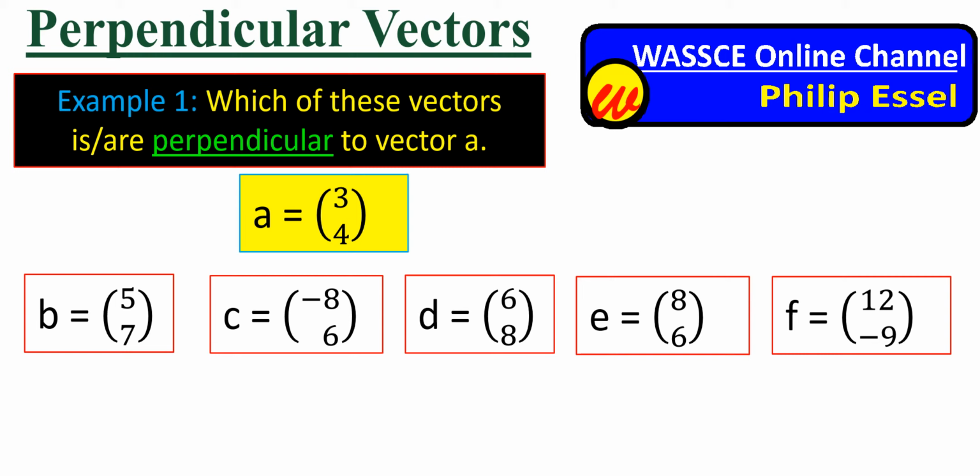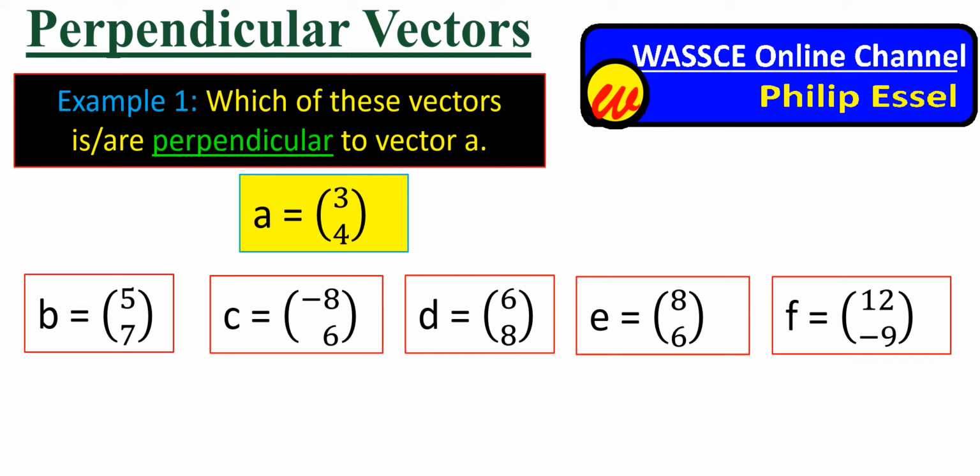Example 1. Which of these vectors is or are perpendicular to vector A? Like we've already said, for a problem like this, we would have to calculate the slopes of all the vectors involved first. So let's do that quickly.